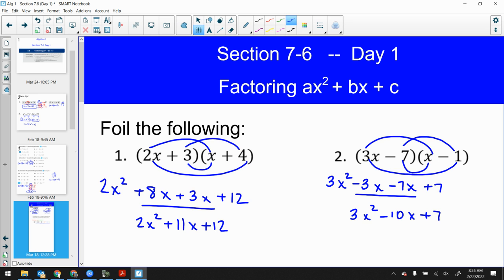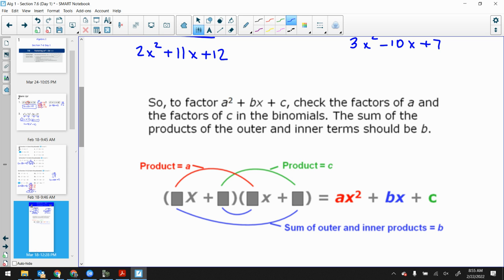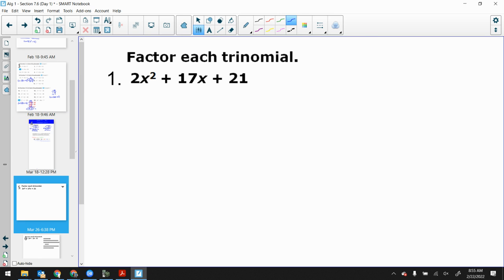When we start putting a number out front, it takes a lot more work. Several more steps. So what is the connection there? Well, because we're foiling these things, we're kind of undoing that part, so what I really have to look at are the products of A and C. I have to look at numbers that multiply not to get just C, but I have to factor in A.